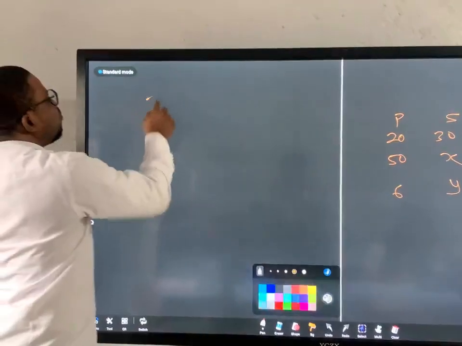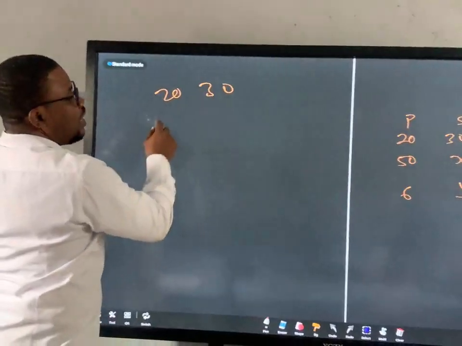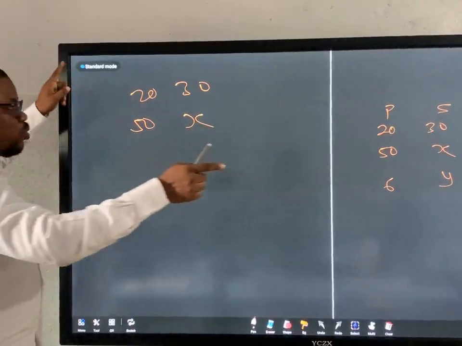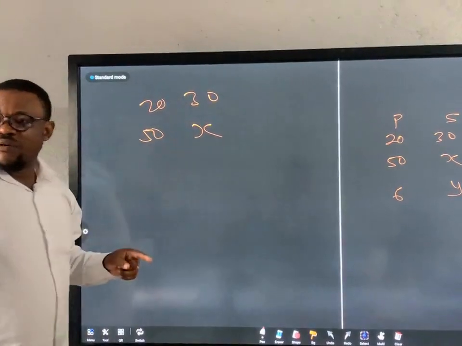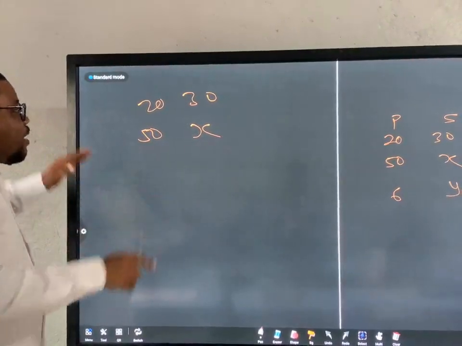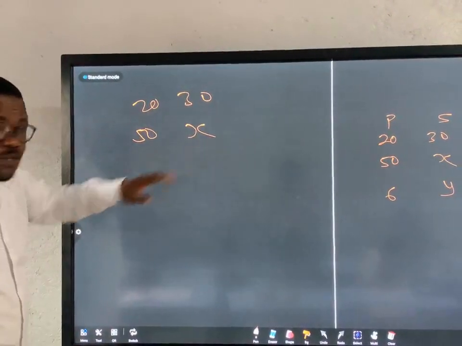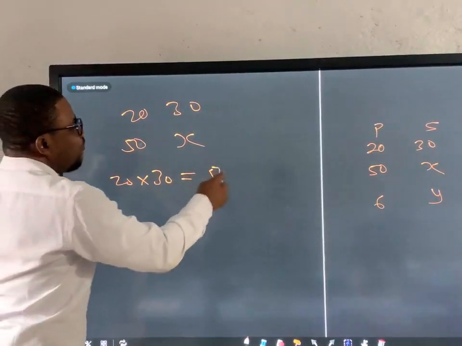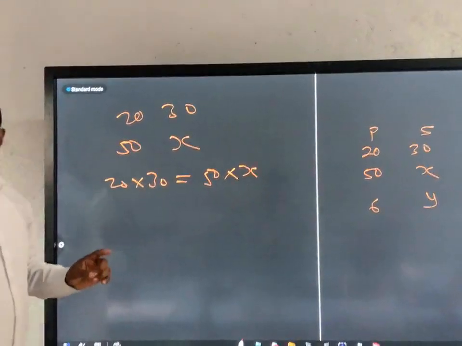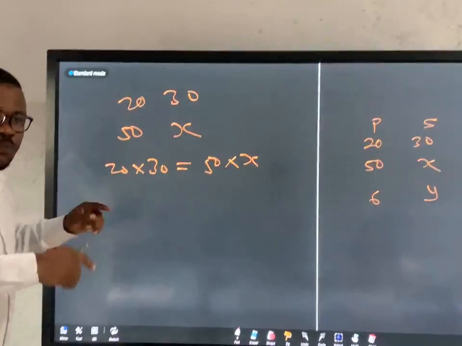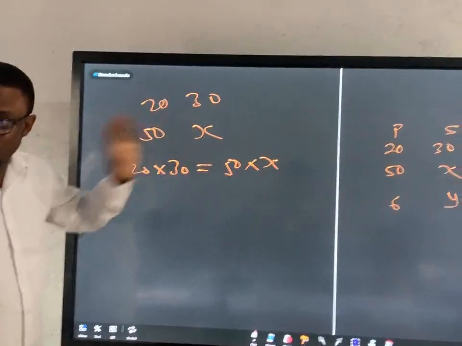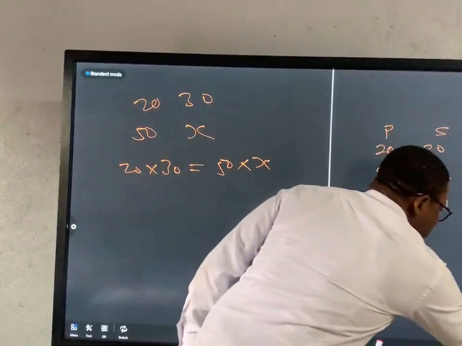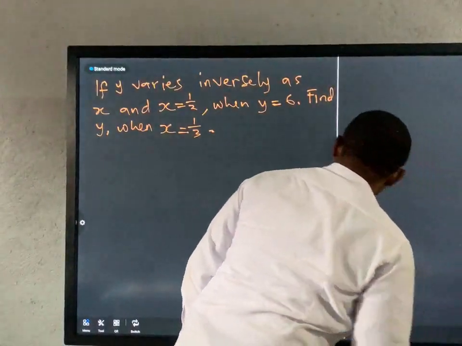Another way that I can go about this is to use constant product. I have 20 and 30, and then I have 50 and x. What we do for direct variation is cross multiply. For inverse variation, you don't cross multiply, you multiply directly. Do you understand? So I'll have 20 times 30 equal to 50 times x. For inverse variation, you multiply directly. So at the end of the day, you get your answer. Let us see how this will help us with that last question that we had.